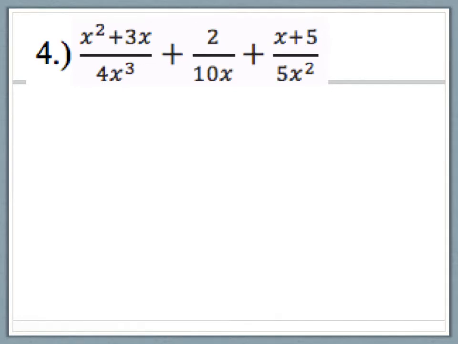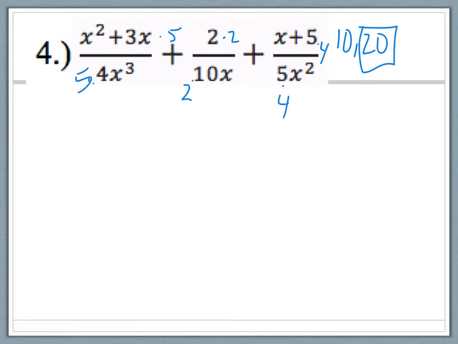All right, guys, so for this one, it's kind of similar, except now it has x's. We're going to take the same steps, except we're going to have to do something after we get our numbers. Let's do the number part first, though. So I have 10, 20. Oh, there it is at 20, because 4, 5, and 10 can all go into 20. So 4 I have to multiply by 5. 10 I have to multiply by 2. And 5 I have to multiply by 4. Whatever we do to the bottom, we have to do to the top.